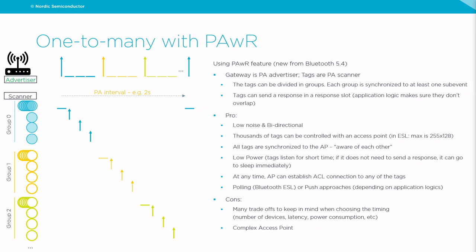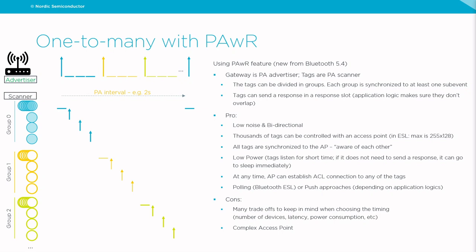What are the disadvantages of using this approach? First, there is quite a complexity on the access point. Handling thousands of tags can be demanding, and so you need to do many design choices. Besides this, there are many trade-offs to keep in mind when choosing PAwR timings and other parameters, which will have an impact on the latency and power consumption, and so the timings need to be tuned properly depending on the use case.